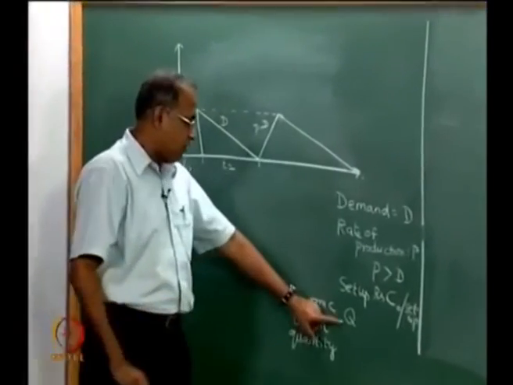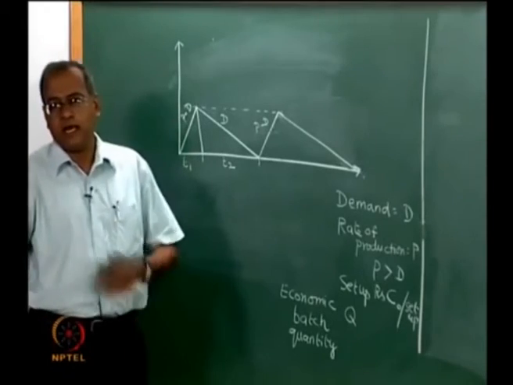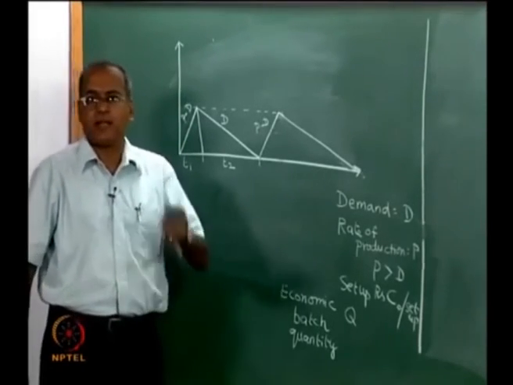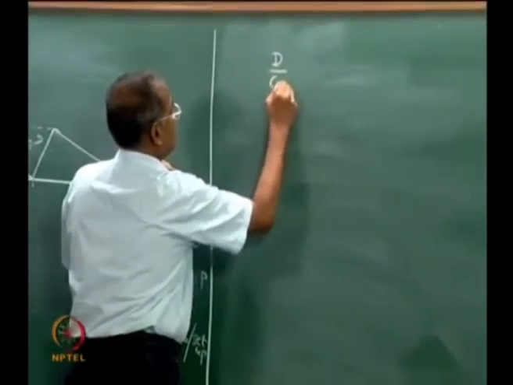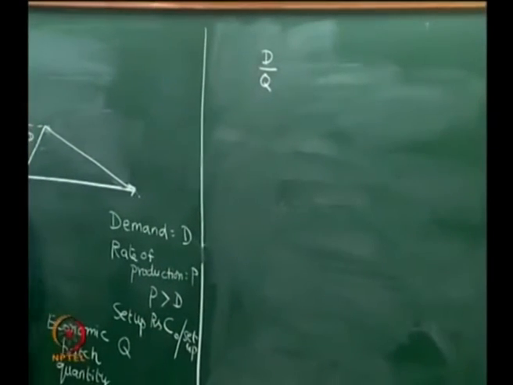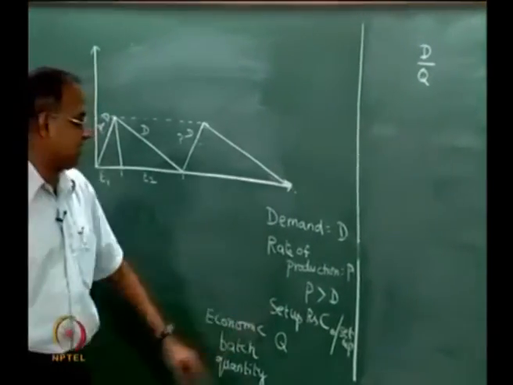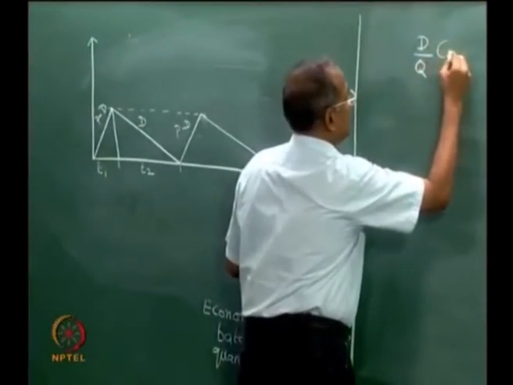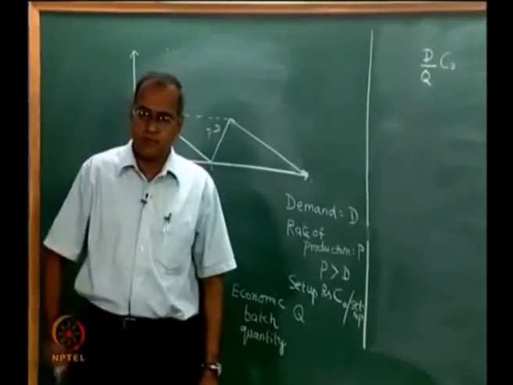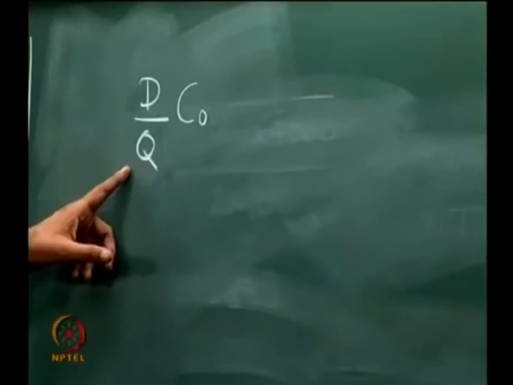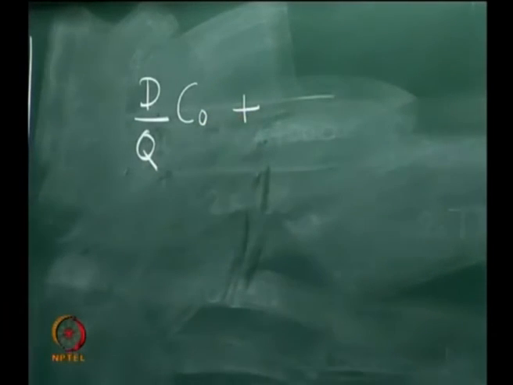Now, let us assume that we produce a quantity Q every time we set up this machine. The annual demand is D, therefore, the number of times we set up this machine will be D by Q, or the number of batches we produce would be D by Q. Every time we set up, we incur a setup cost of C0, so we incur a cost of D by Q into C0, which is a very familiar term which we have used earlier. Now, this is the total setup cost, plus there is going to be an inventory cost associated here.